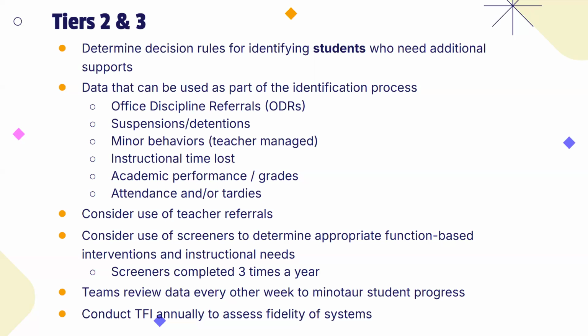During this time, we're also considering the use of a teacher referral system. So giving space for our teachers to really say, hey, I need help with this student. During this time too, we are also using screeners to determine appropriate function-based interventions of those instructional needs. Maybe it's district-wide, school-wide, but it can also be used to match a student with an appropriate function of behavior. During tier 2 and tier 3, teams are using and reviewing data every other week to monitor student progress. And as always, we're conducting that TFI annually to assess the fidelity of those systems.